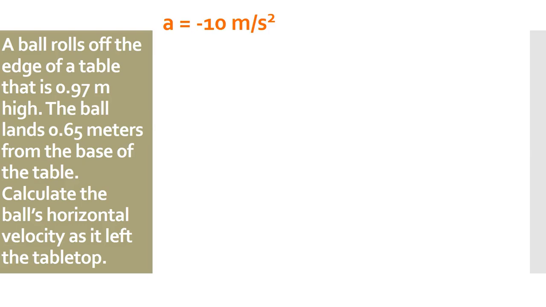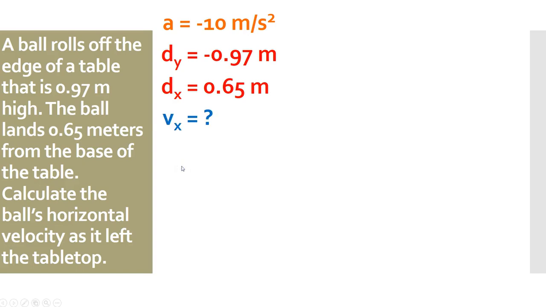So we're going to go through our givens again. A is equal to negative 10 meters per second squared. We know that our dy is negative 0.97 meters. Again, negative because we're going down from the edge of the table down to the floor. We know that our dx is 0.65 meters because it's landing that far away from the base of the table. And we are looking for Vx. We're looking for horizontal velocity.